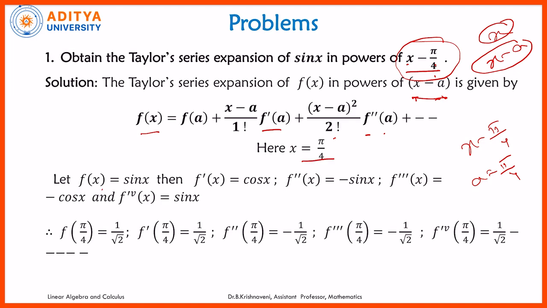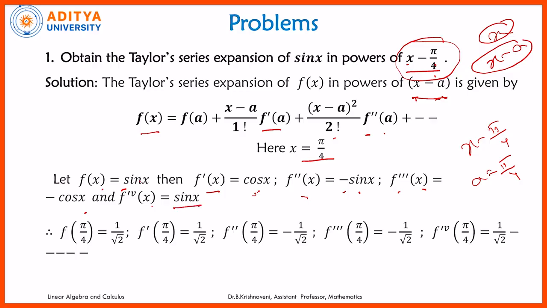First find out f of x, and the given f of x is sin x. f dash x is cos x, f double dash x, cos x derivative is minus sin x, f triple dash x, minus sin x derivative is minus cos x, f fourth derivative of x, minus cos x derivative is minus into minus sin x, that is plus sin x.